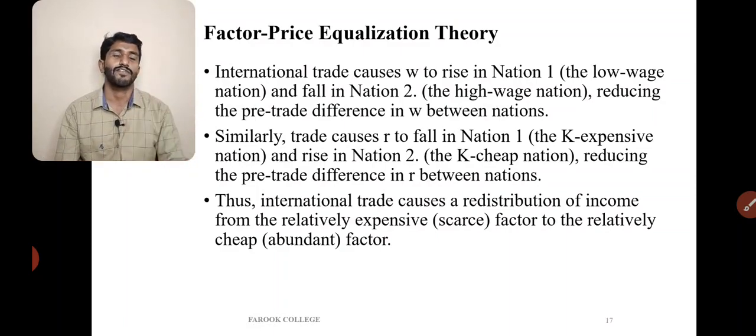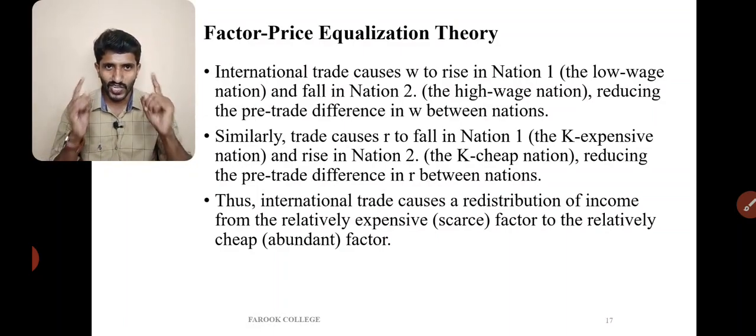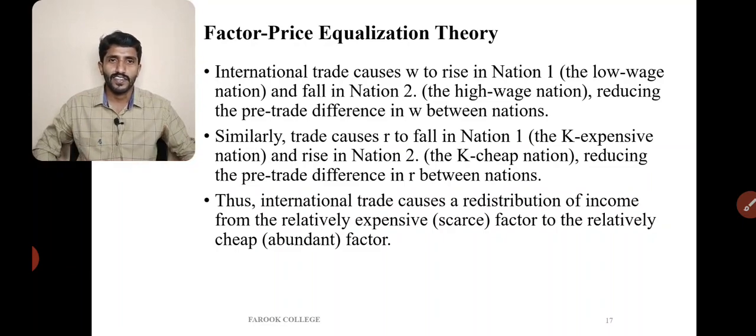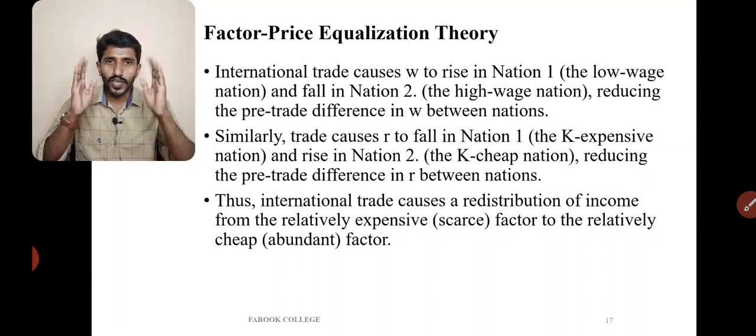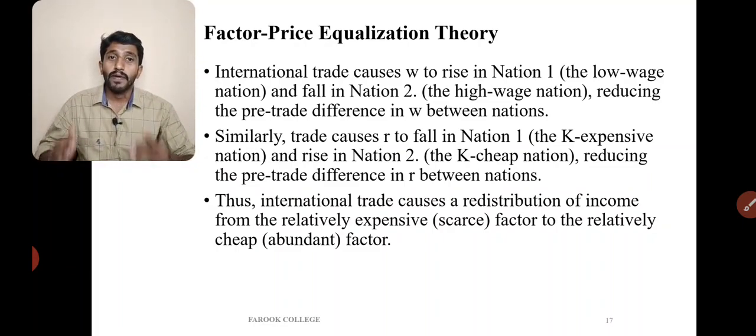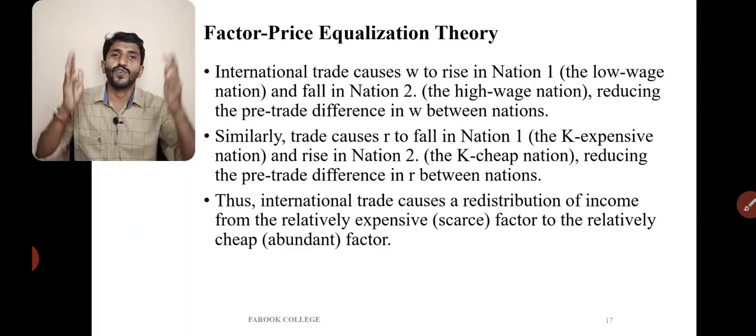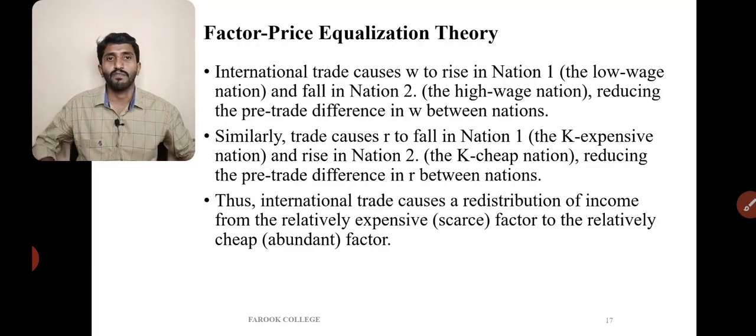Okay, so through this way, international trade causes a redistribution of income from the relatively expensive and scarce factor to the relatively cheap and abundant factor. So through the trade, who is getting the benefit? Whose return is going up? The abundant factor's return is going up because it is demanded more.